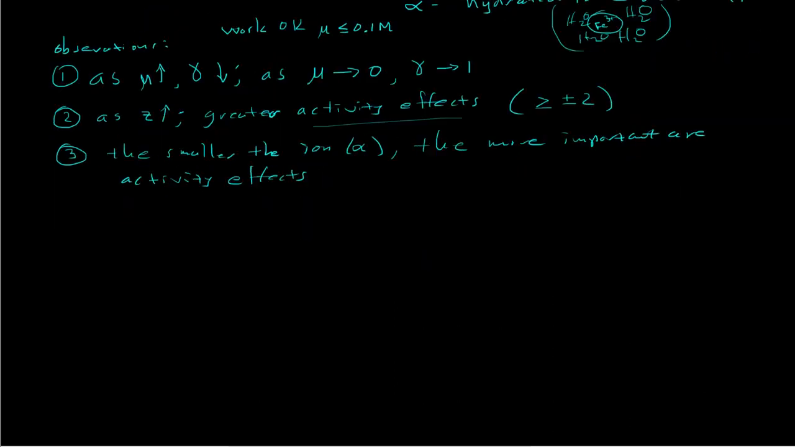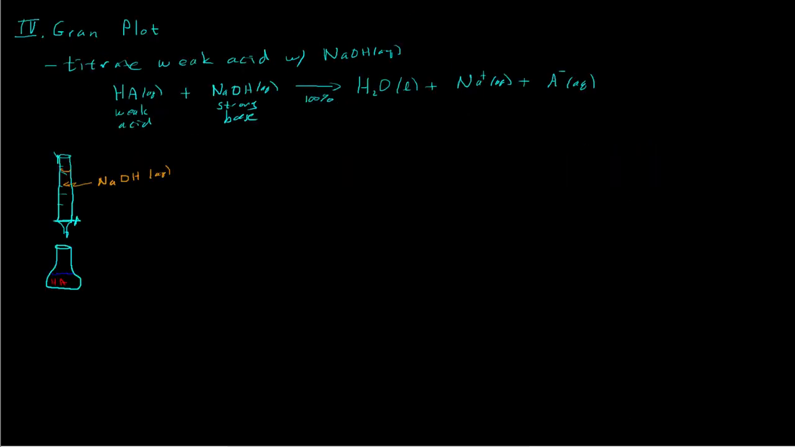Okay, now that we know a little bit of something about activities, we're ready to start talking about the Gran plot titration method. So we're going to imagine that we're titrating a weak acid with the strong base sodium hydroxide. So they would react according to this equation here. HA is our symbol for the weak acid. So it has that one proton, H, that it could donate. This example is for a monoprotic acid, but this would apply perfectly well for a polyprotic acid as well.